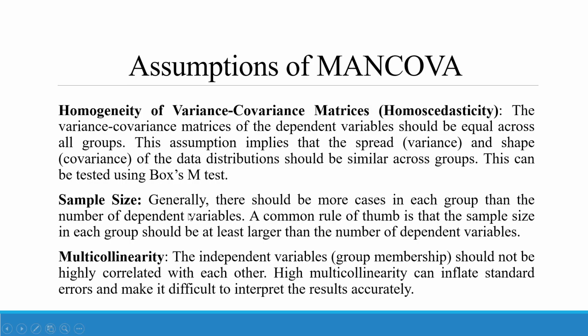Sample size. Generally, there should be more cases in each group than the number of dependent variables. A common rule of thumb is that the sample size in each group should be at least larger than the number of dependent variables.